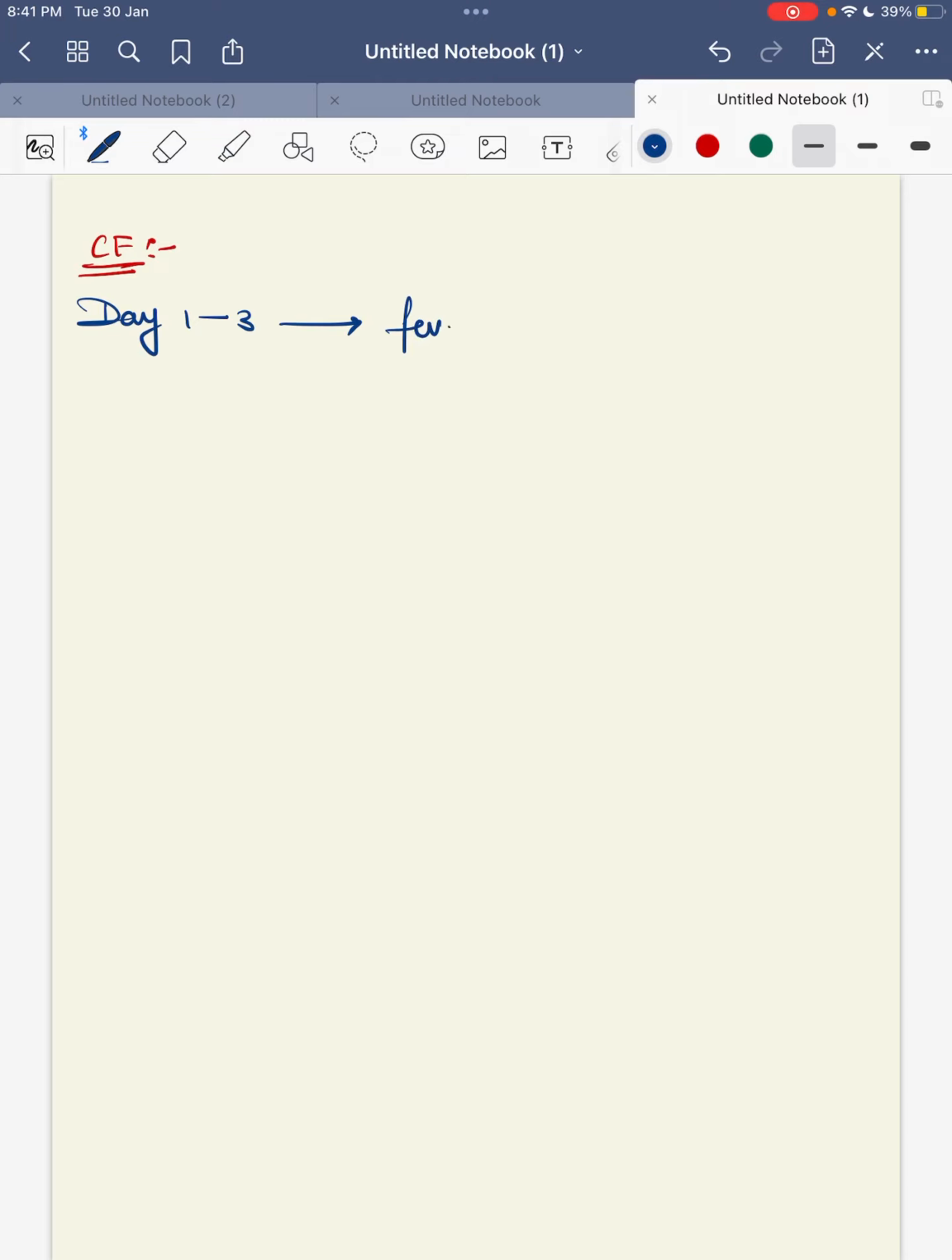Okay. So from, I'll write it here, day 1 to day 3, the patient will develop prodromal features. So I have told you the prodromal features, right? Fever with cough, coryza, and conjunctivitis.